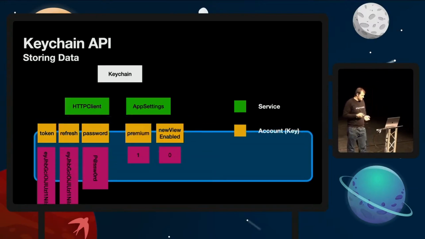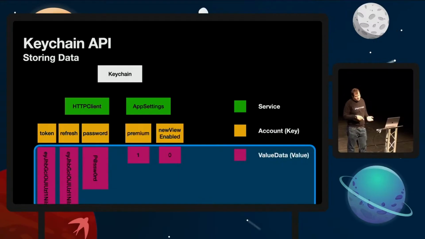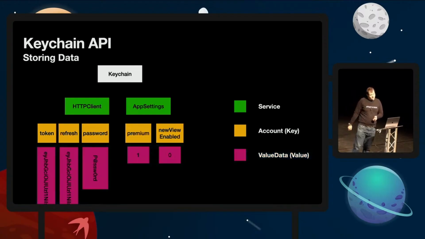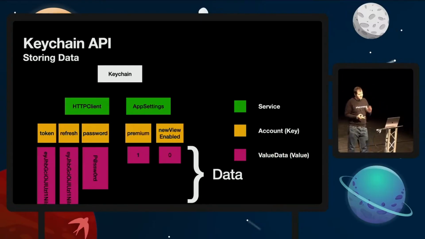And then there's value data. That is the Keychain term. This is the actual value or payload that you want to store. And of course, I said data. That means all of the data in the Keychain is stored only as data. There are no strings, integers, booleans. It's always data.